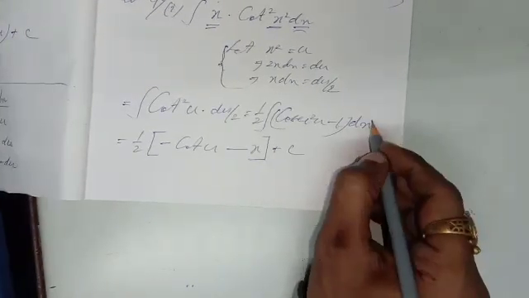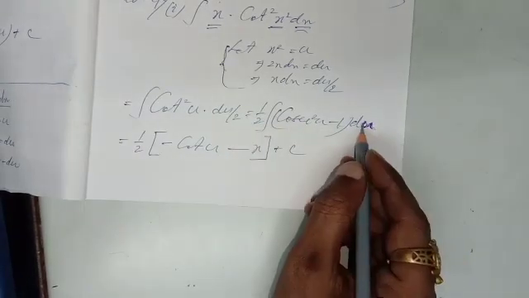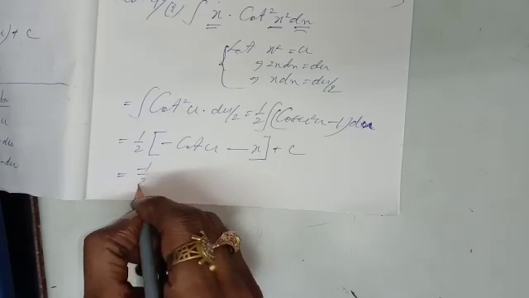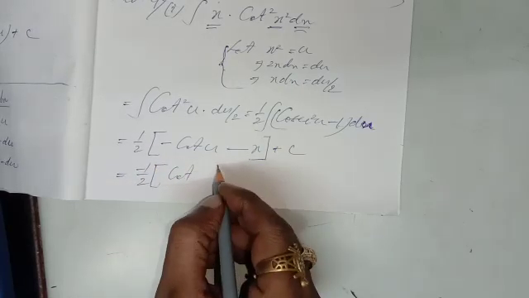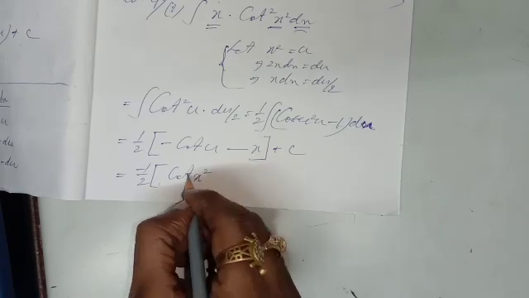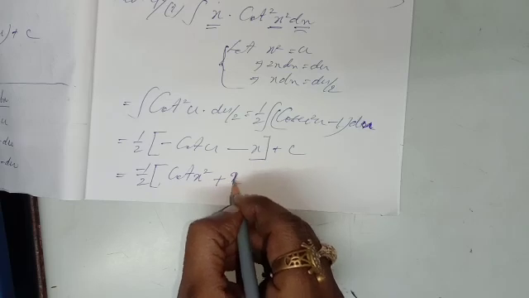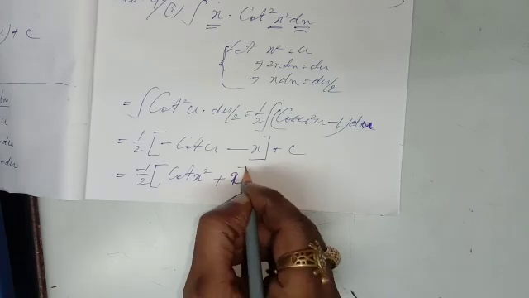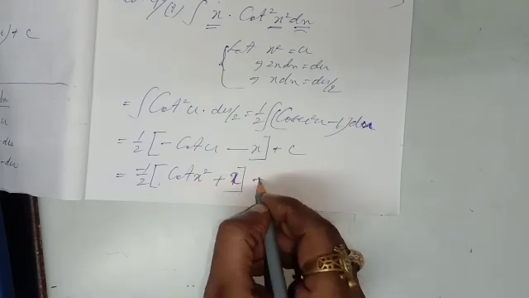So this is du, not dx. All are converted to du. Now take the minus sign outside, that is minus 1 by 2, cot u, where u is x square, so cot x square plus x square. I have taken 1 by 2 outside, and this is the answer. Minus 1 by 2 cot x square plus x square plus c is the answer.